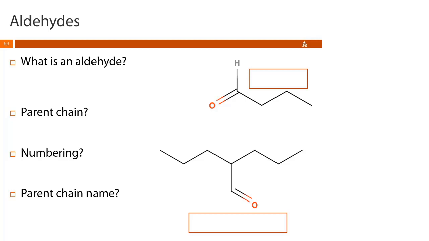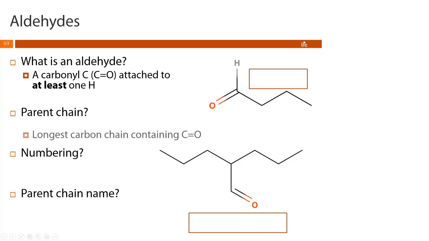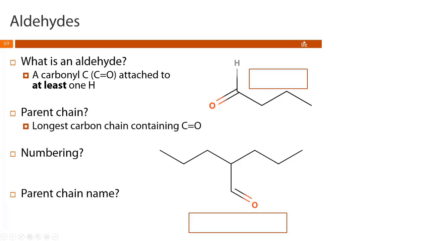Okay, so our next functional group is the aldehyde. An aldehyde is an organic molecule where we have a carbonyl attached to at least one hydrogen. Our parent chain is going to be the longest carbon chain containing the carbonyl, and numbering is always going to begin with the carbonyl carbon. So position 1 will always be the carbonyl. And we're going to name aldehydes by taking the alkane name, dropping the E, and replacing it with al, A-L.